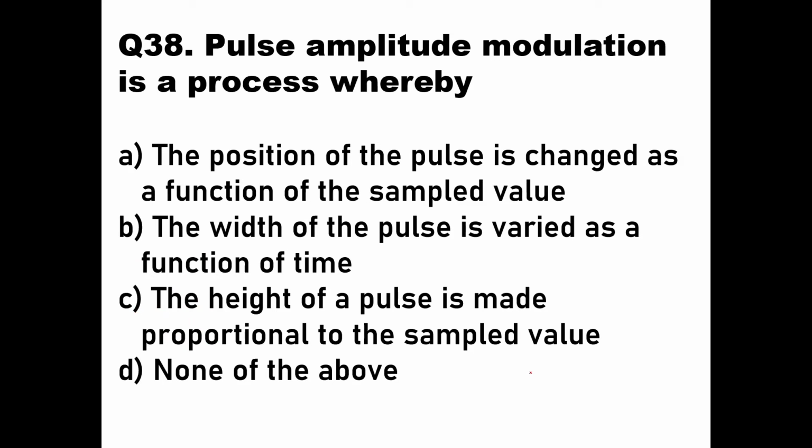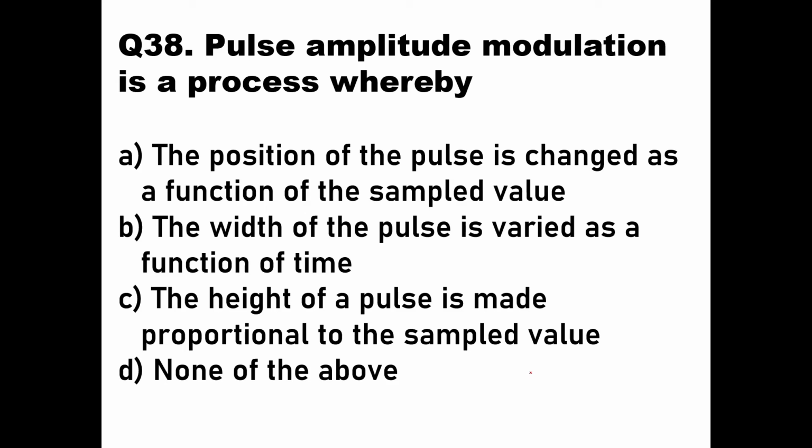Then we'll go to the next question, question number 38. Pulse amplitude modulation is a process whereby, in pulse amplitude modulation, the position of the pulse is not changed, the width of the pulse is not changed, the amplitude of the pulse is changed. That means the height of a pulse is changed. And here option C will be the correct one. The height of a pulse is made proportional to the sampled value.